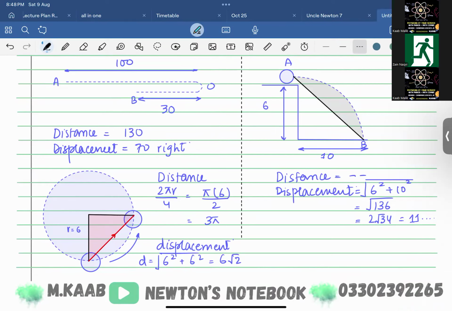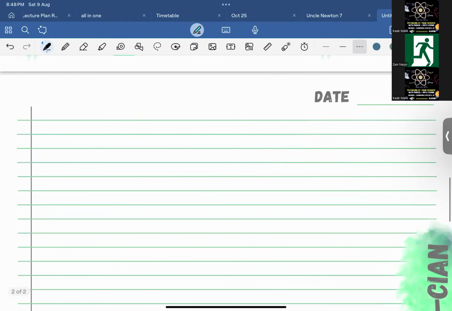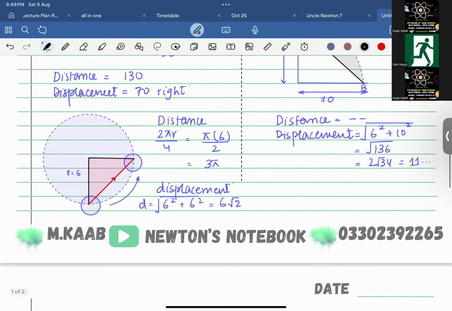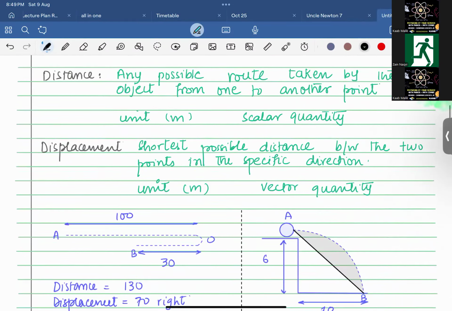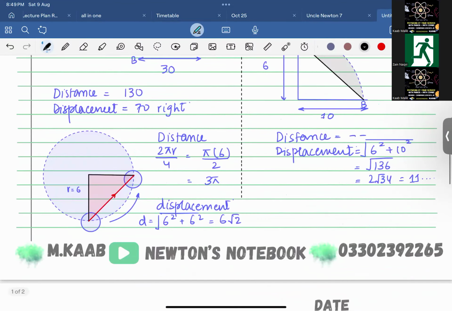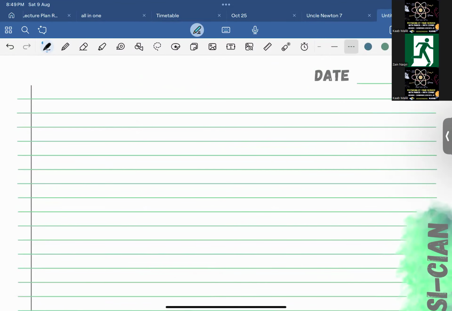Perfect. Okay, let's move on to speed and velocity. Kindly keep in mind that distance can never be zero, but displacement can be zero. If somebody starts from a point and gets back to the same point, the displacement is going to be zero in that case. So this is the main difference between distance and displacement.